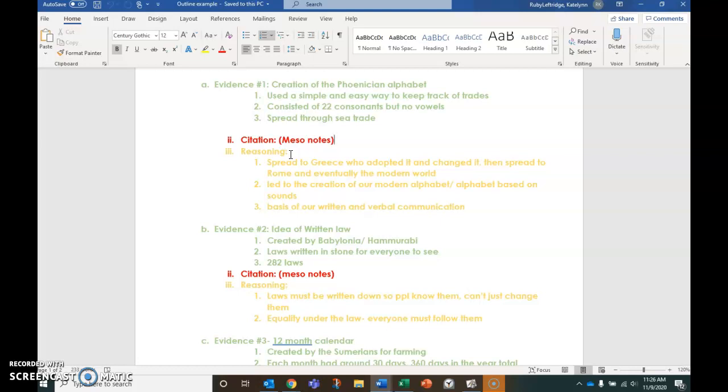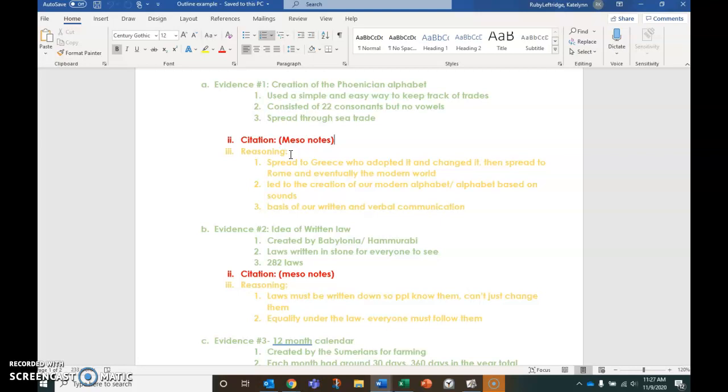So, for example, for the Phoenician alphabet, I said that it spread to Greece, who adopted it and changed it, and then it spread to Rome, and eventually the modern world. So that alphabet was adopted and changed by multiple civilizations, and then it reached the modern world where we have the alphabet we use today. I said it led to the creation of our modern alphabet and an alphabet based on sounds. That means each letter is a sound. That's the difference between that alphabet and some older alphabets that existed.